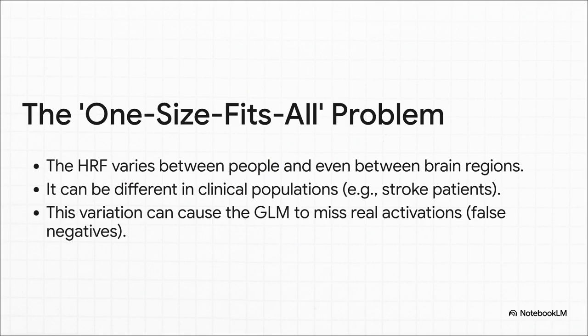The research is clear. The brain's actual response is incredibly variable. It's different from person to person. It's even different between your own visual cortex and your motor cortex. And for some groups, like stroke patients, it can be totally different. So if your model is only looking for that one specific red hat, you're going to miss everyone wearing a blue hat, a green hat, or even just a slightly different shade of red. And that leads to false negatives. You end up missing real brain activity just because it didn't fit your perfect model.